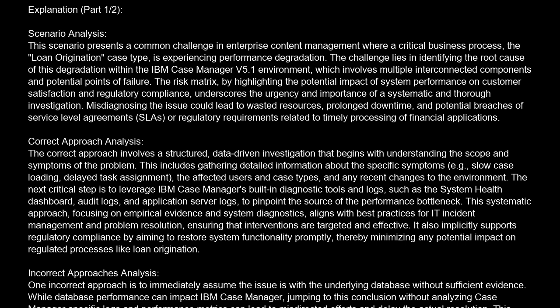Incorrect approach analysis. One incorrect approach is to immediately assume the issue is with the underlying database without sufficient evidence. While database performance can impact IBM Case Manager, jumping to this conclusion without analyzing Case Manager-specific logs and performance metrics can lead to misdirected efforts and delay the actual resolution. This bypasses the structured diagnostic process and could result in unnecessary database tuning or infrastructure changes, failing to address the true root cause within the application layer.